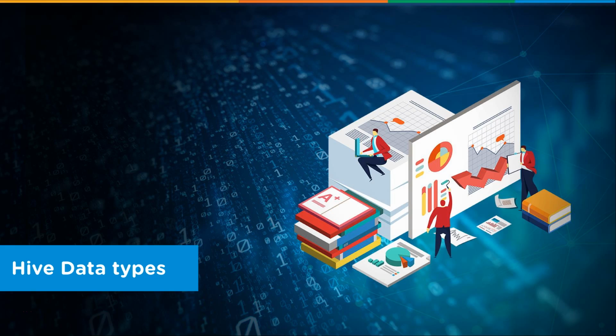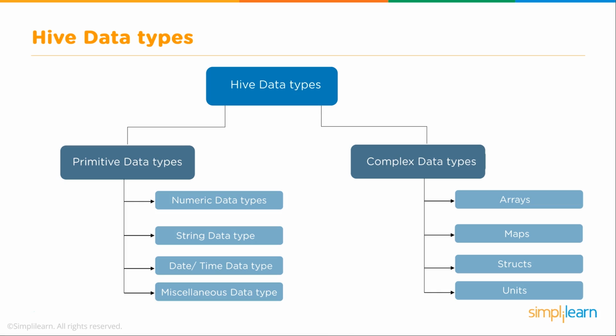Hive data types. So we're talking about Hive data types. We have our primitive data types and our complex data types. A lot of this will look familiar because it mirrors a lot of stuff in SQL. In our primitive data types, we have the numerical data types, string data type, date time data type, and miscellaneous data type. And these are kind of self-explanatory, but just in case.